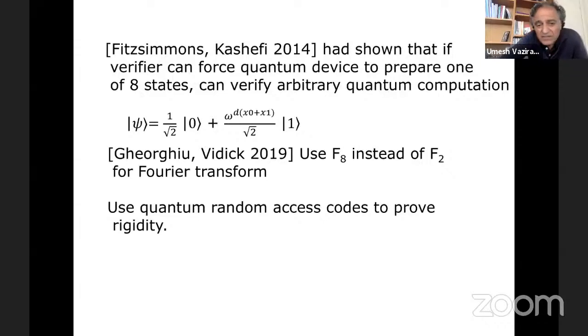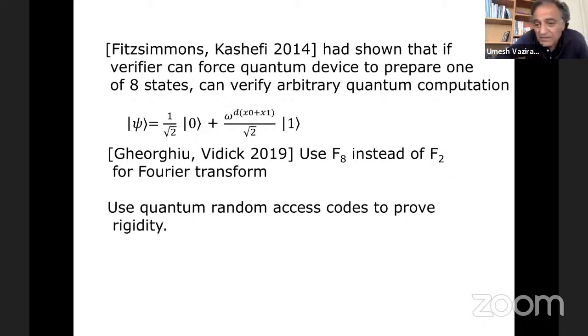Okay. Now, there's another way to get at this verification result. So Fitzsimmons and Kashefi had shown that if the verifier can force the quantum device to prepare one of 8 states, then you can verify an arbitrary quantum computation. And the 8 states are these, where you have an equal superposition of 0 and 1, except that the phase here is not just plus and minus, but these are these eighth roots of unity.